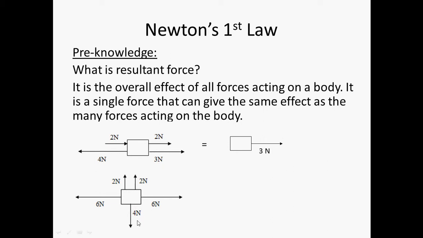In the second case, the 4 Newton and the 2 Newton subtract, while the 6 Newton subtracts. That's why you will have no resultant force in the second case. So in actual fact, you can use 3 Newton to the right to represent all the forces in the first case, and in the second case, the effect of all the forces acting together is the same as having no resultant force.